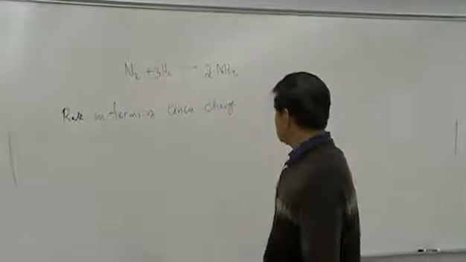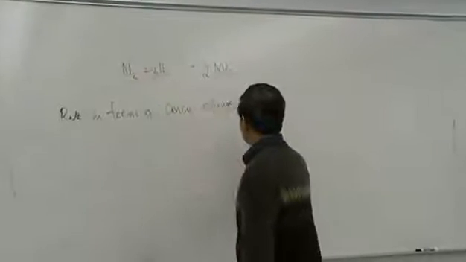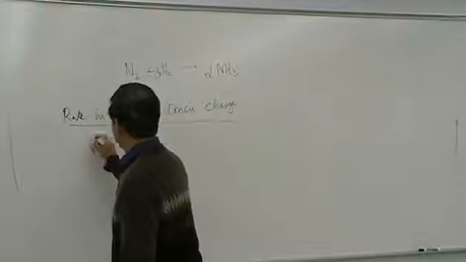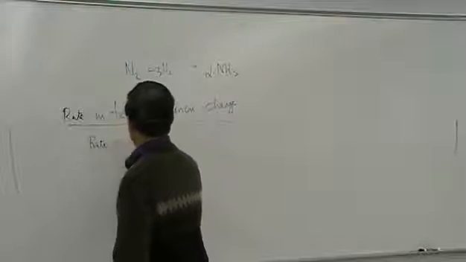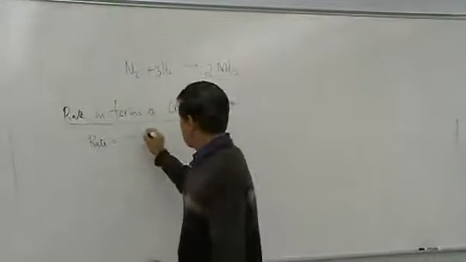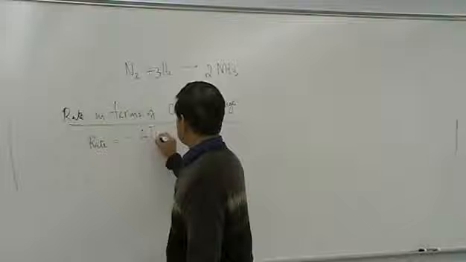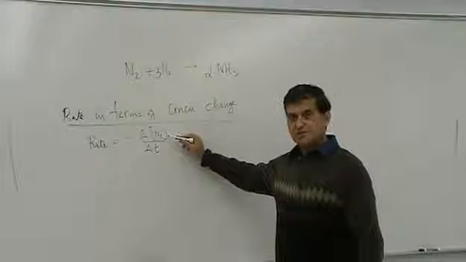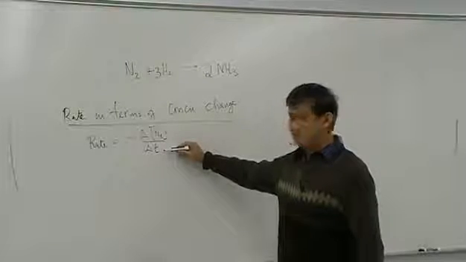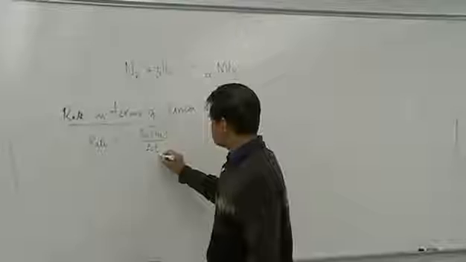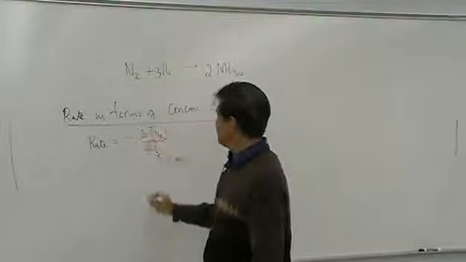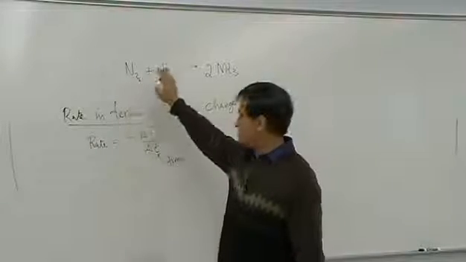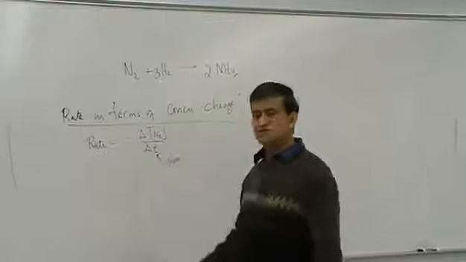So I can write down rate in terms of concentration change. In case of nitrogen, the rate would be like this. Rate equals minus delta, delta means change, in nitrogen concentration divided by delta T. That means change in concentration of nitrogen per unit time. This is time. And why is there a negative? This is decreasing. Nitrogen is used up in the reaction. When something is decreasing, the change is going to be negative.